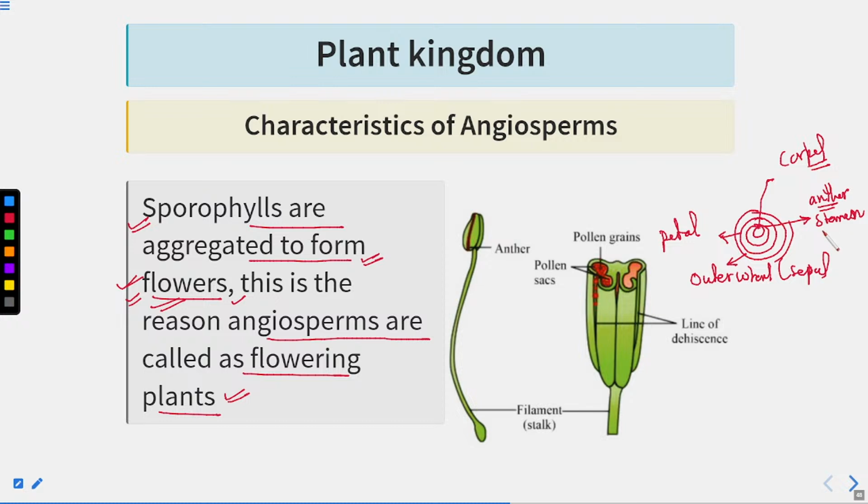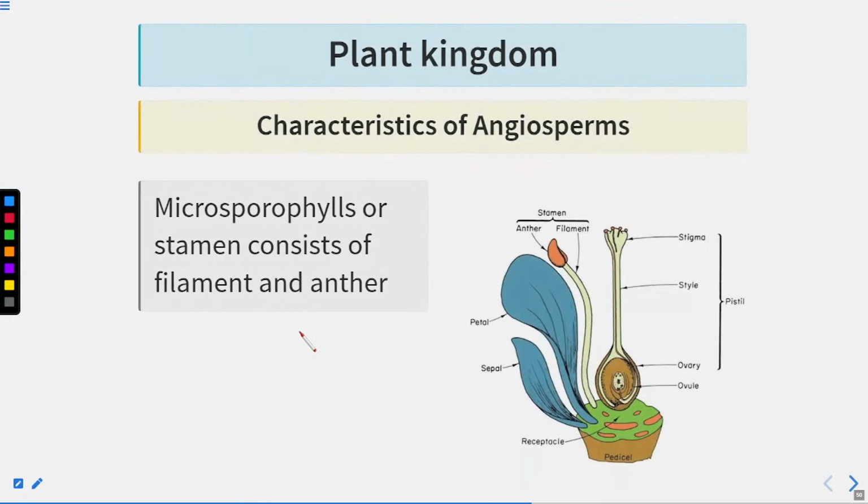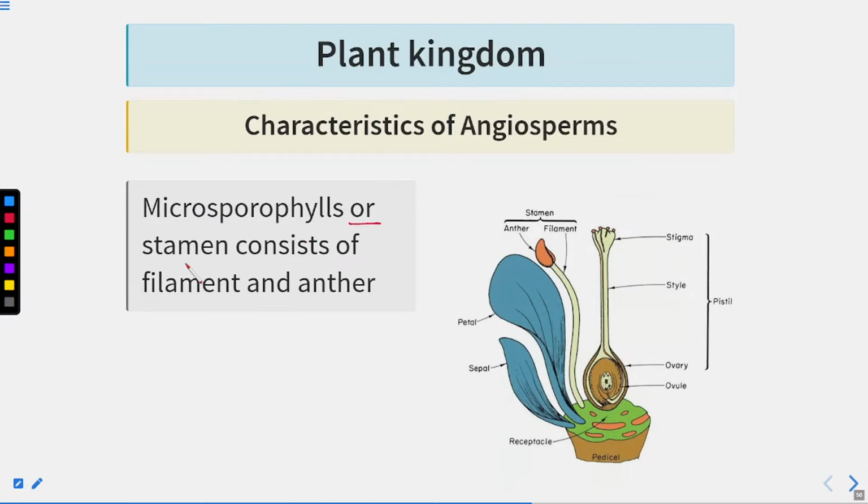So if we talk about the stamen, then the stamen has 2 parts, anther and filament. And inside the anther they have pollen grains. Both the microsporophylls and megasporophylls are specialized. Microsporophylls or stamen consist of filament and anther. So here we can see the filament and anther, and they form the stamen. This is also considered a microsporophyll, right?